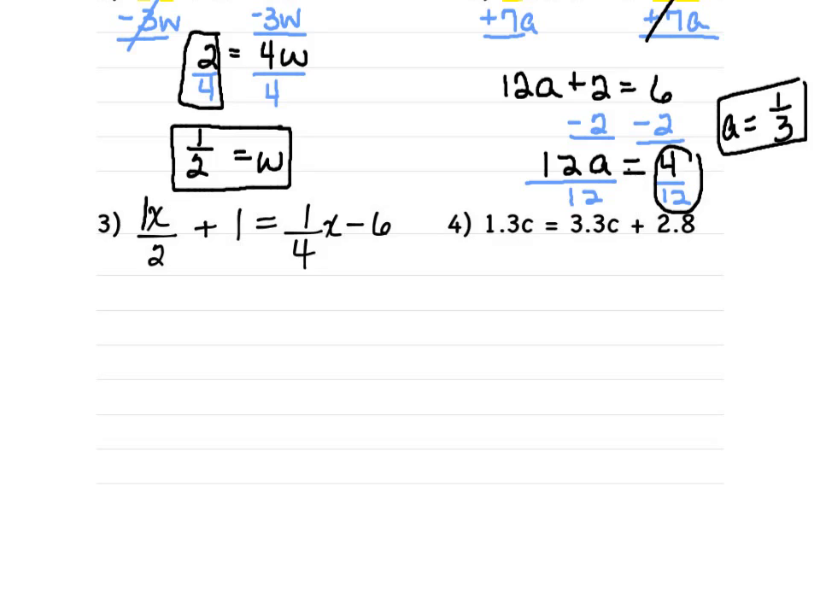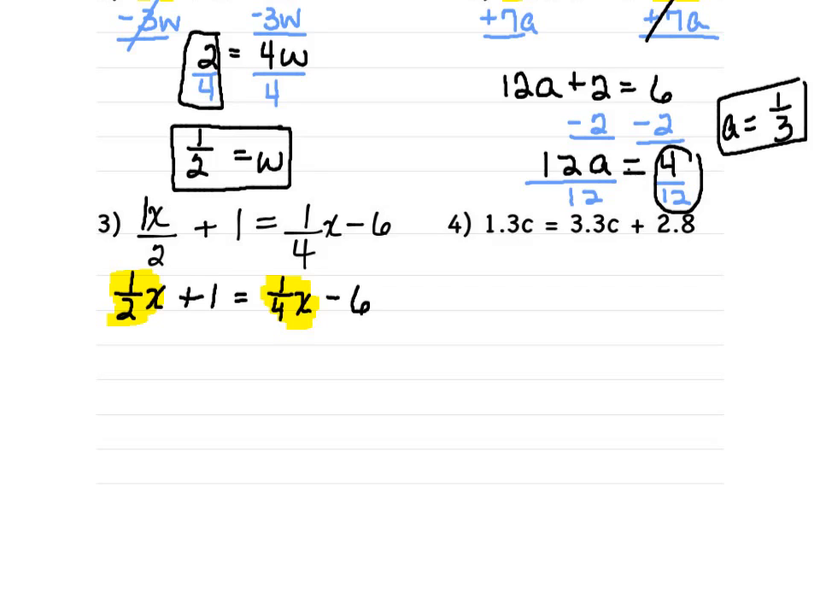Remember that x alone always has a coefficient of 1 in front of it, so I can write it this way: 1/2 x plus 1 equals 1/4 x minus 6. That would be exactly the same equation. I'm just changing the form a little bit to make it easier to understand. All right, so I have two x terms on opposite sides of my equal sign. I've got positive 1/2 x on the left. I have positive 1/4 x on the right.